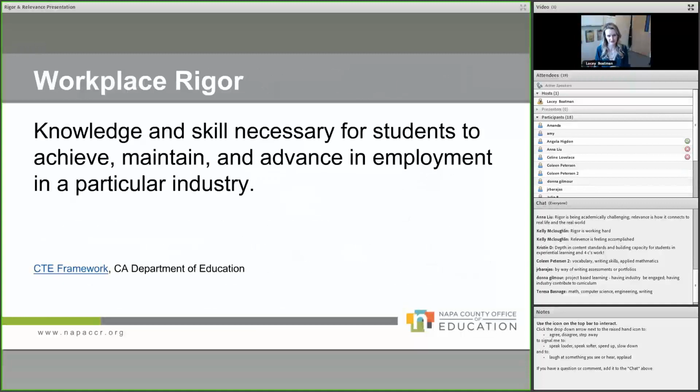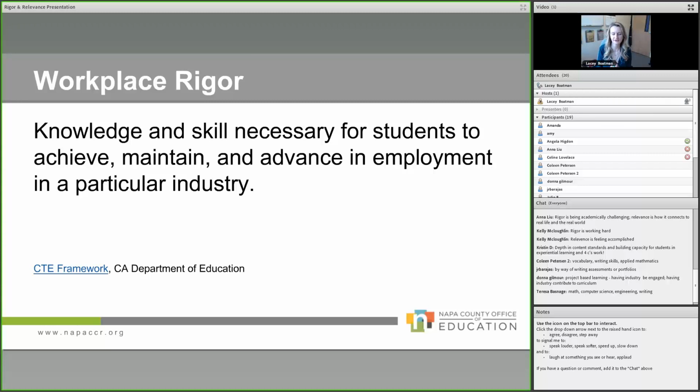But we're going to now look at workplace rigor. Since we talked about academic rigor, there's also workplace rigor in CTE. So from that CTE framework, workplace rigor is knowledge and skill necessary for students to achieve, maintain, and advance in employment in a particular industry.